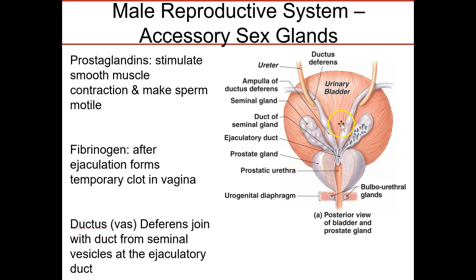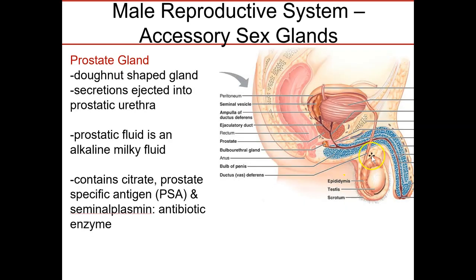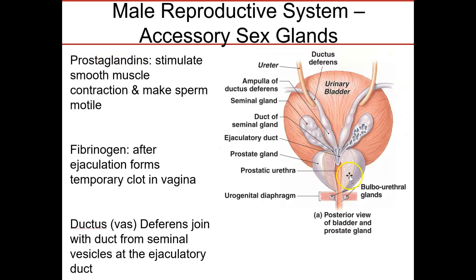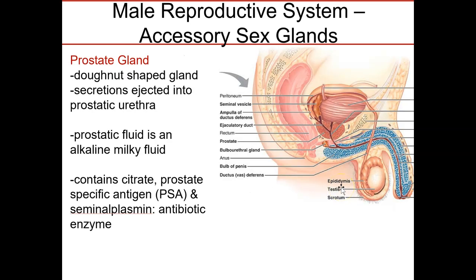And as we mentioned, the vas deferens or ductus deferens, they come around behind the bladder, and you have that ampulla, and then they're going to join, you can see the seminal vesicles at the ejaculatory duct. So that's where the semen is going to enter, and the two are going to merge, and then they're going to pass through the prostate gland. The prostate gland, you see a little better here, is kind of a donut-shaped gland, and the urethra passes right through it, the prostatic urethra. And so this is going to pick up prostatic fluid.